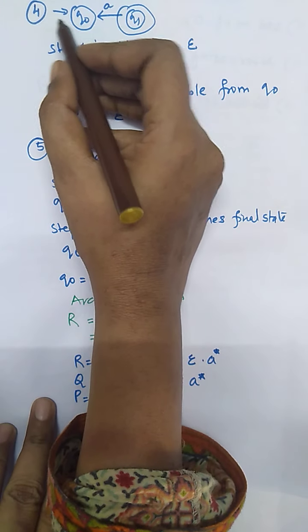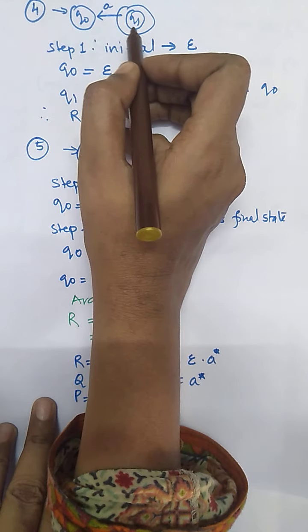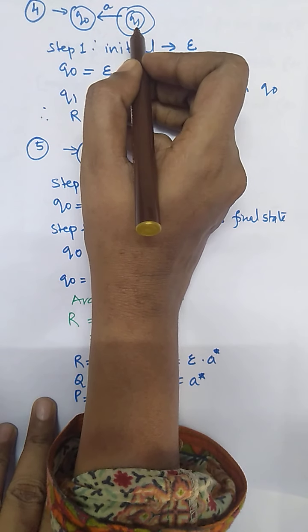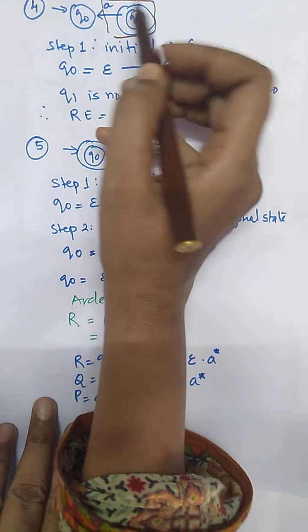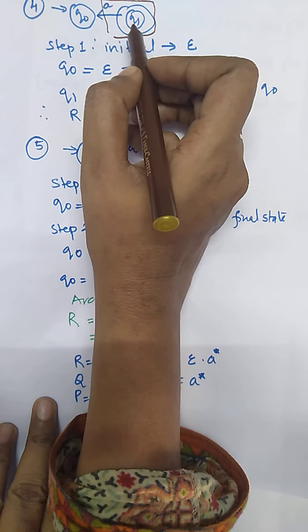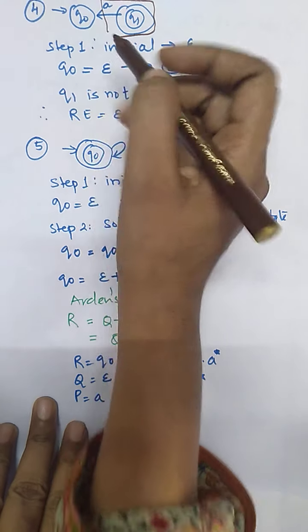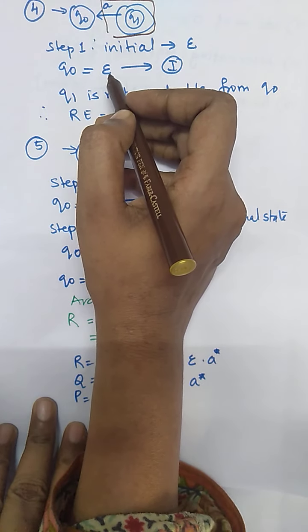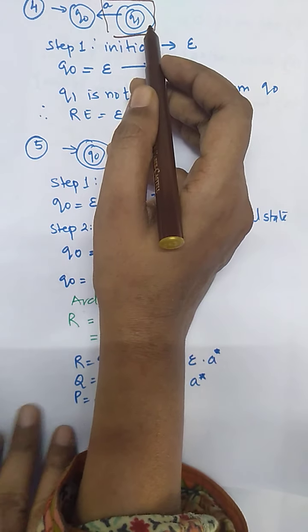Fourth one, from Q0 only incoming arrow, this one, and this arrow is also coming from the final state, but this is not the reachable state from the initial state. So this path we are not going to consider, because this Q1 is not reachable from the Q0. So the regular expression for this DFA will be Q0 having the input symbol as epsilon. So epsilon is the regular expression for this DFA.